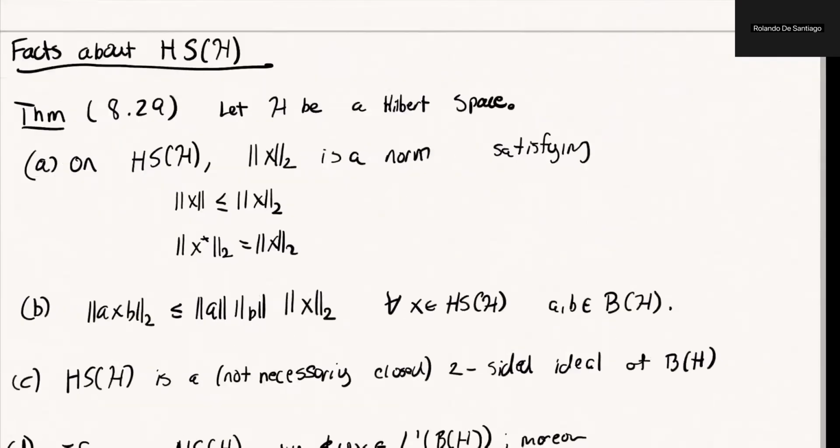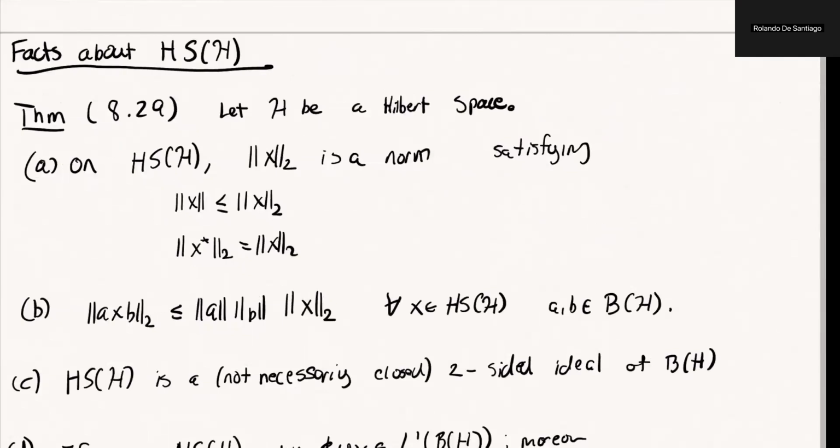Okay, let's go back and look at the Hilbert-Schmidt operators globally rather than look through the calculations. Theorem 8.29 just summarizes a handful of facts about the Hilbert-Schmidt operators. Start with a Hilbert space. On this Hilbert space, the 2 norm is in fact a norm, and it satisfies the following comparison. The operator norm is dominated above by the 2 norm, and the 2 norm of the adjoint of an operator is the exact same thing as the 2 norm of that operator.